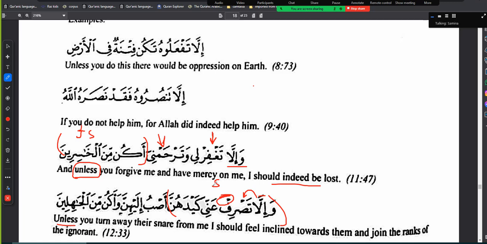Did you all understand clearly now the lesson 9 conditional article? Any questions? I think some of the sisters didn't understand the last part. Is it clear now? Yeah. Alhamdulillah.